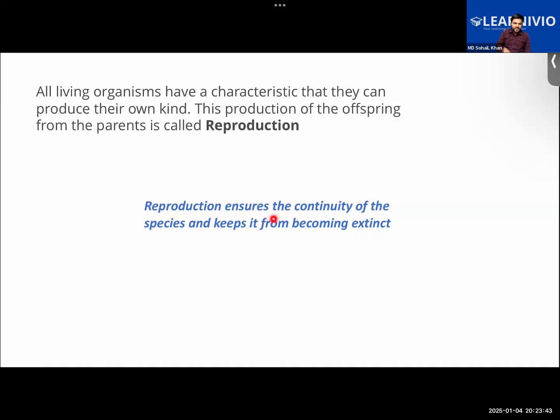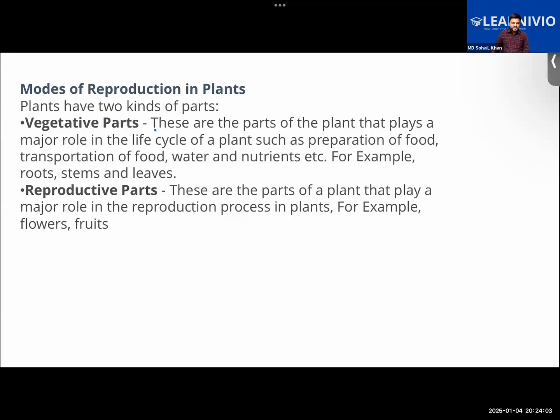Okay, like for example, dinosaurs, right? They are extinct. So all living organisms have this important characteristic that they can give birth to organisms of the same kind. And this production of the offspring from the parent is called reproduction. So it ensures the continuity of the organisms, right? Yes, sir. Then a plant has got two parts.